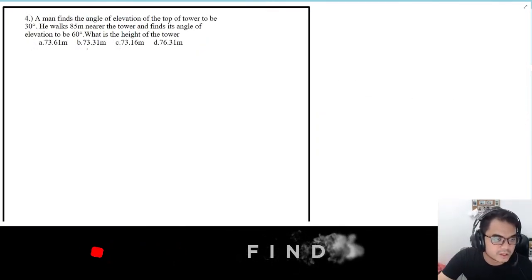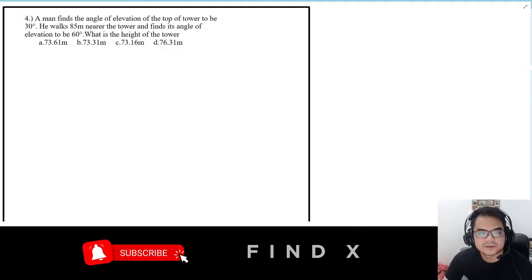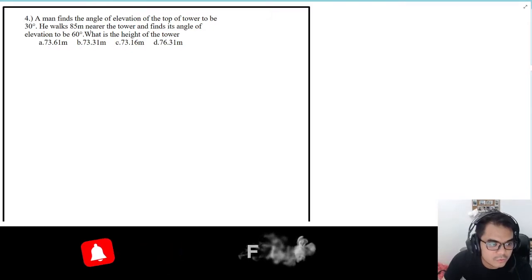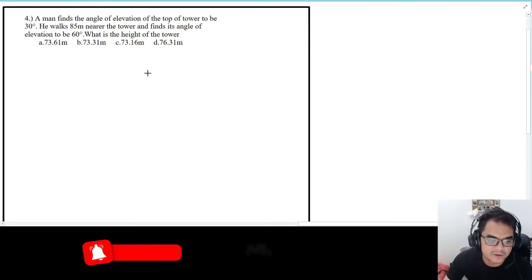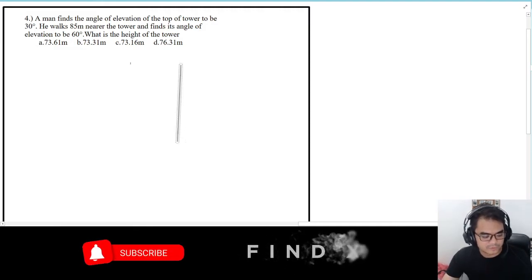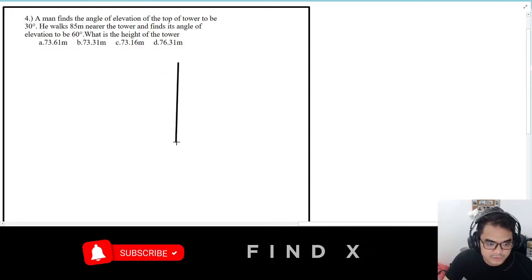Okay, so we have here the next one, which is number 4. A man finds the angle of elevation of the top of a tower to be 30 degrees, and then he walks 85 meters nearer the tower and finds its angle of elevation to be 60. So what is the height of the tower? So the figure must look something like this. Oops. Let me draw the figure.